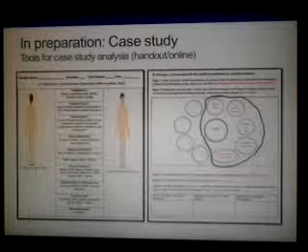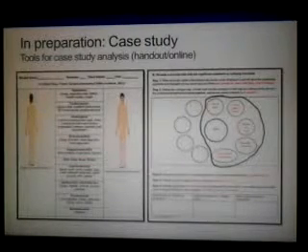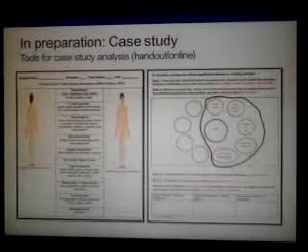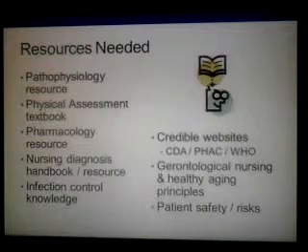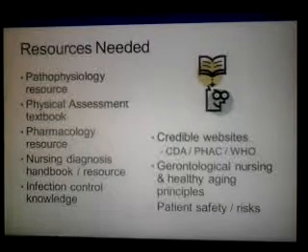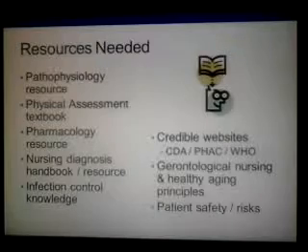The second phase of the tool is to have the students build a concept map, create nursing diagnoses, nursing sensitive outcomes, and interventions. The resources the students need are a pathophysiology textbook, physical assessment textbook, nursing diagnosis handbook, access to credible websites, patient safety and infection control knowledge, and of course overall gerontological nursing textbooks. Our goal is to apply those principles through the case study.